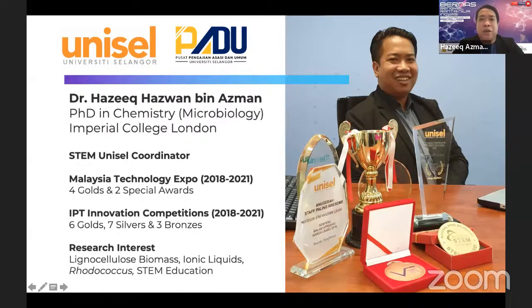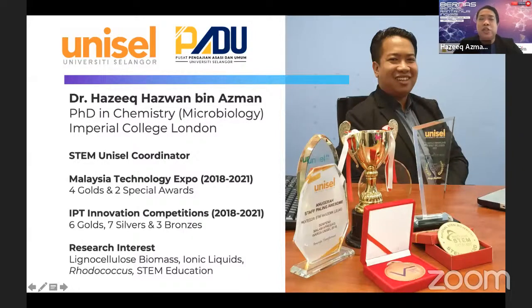Lignocellulose biomass includes switchgrass, and in Malaysia especially the oil palm plantation. I also do research in ionic liquids. Ionic liquid is one of the emerging technologies in the solvent industry. And I also have an interest in rhodococcus.